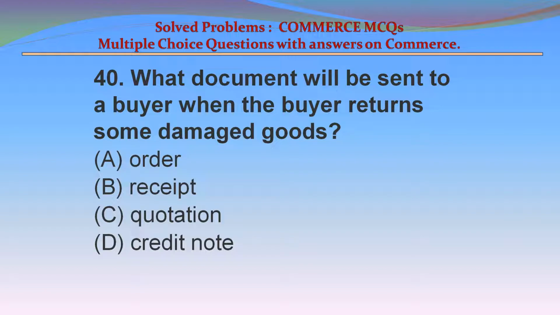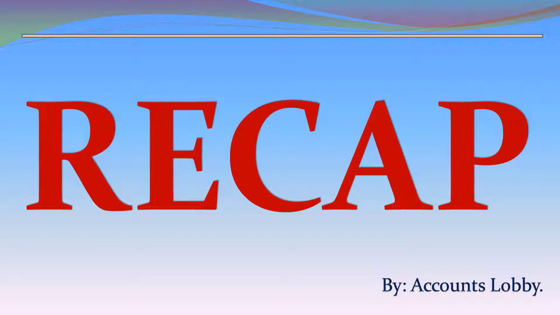40. What document will be sent to a buyer when the buyer returns some damaged goods? Option A, order. Option B, receipt. Option C, quotation. Option D, credit note. Answer D, credit note.